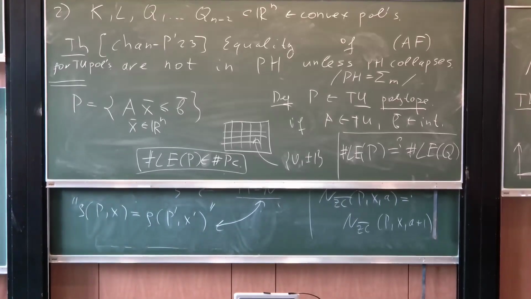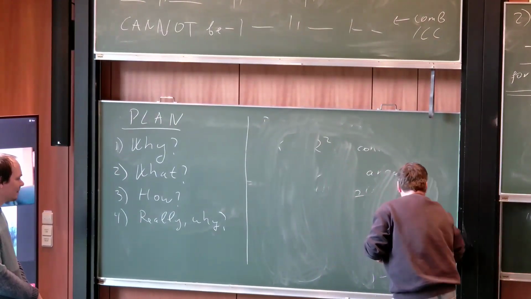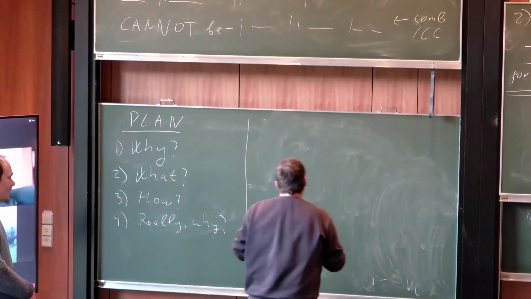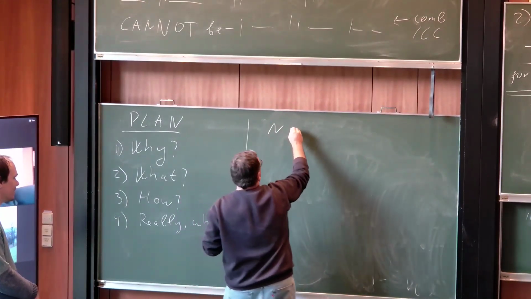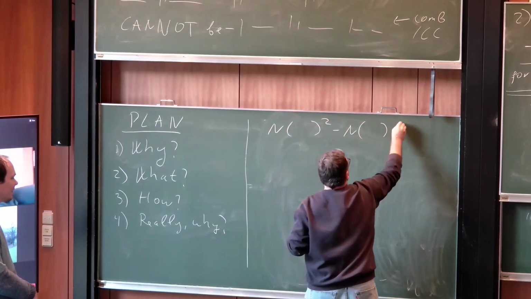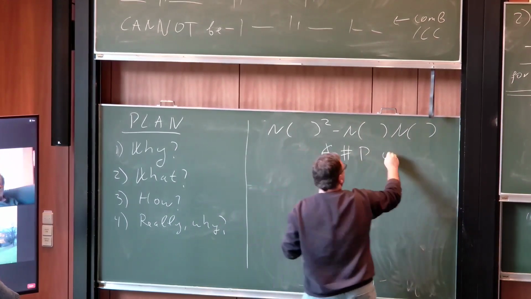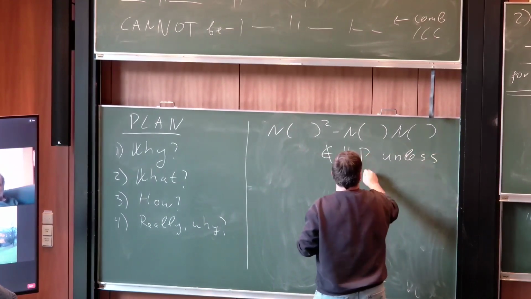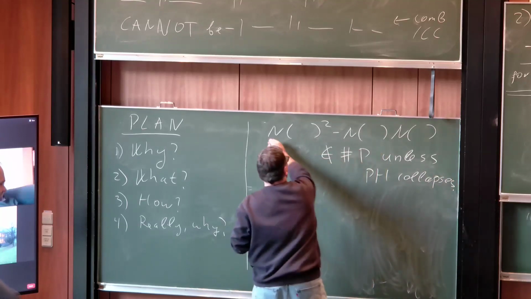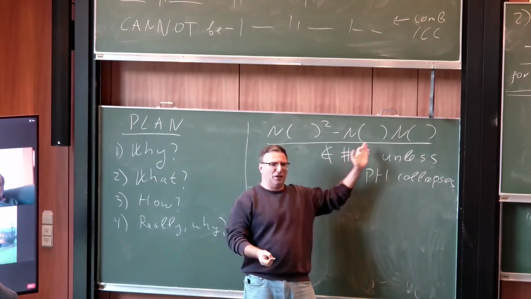So this proves that there is no combinatorial interpretation, but it will take me some time to formulate what I mean. It does prove that, let me write it in shorthand, the square of N minus the product is not in #P unless PH collapses. So in particular, there's no combinatorial interpretation, the way we would think about it, for the Stanley inequality.